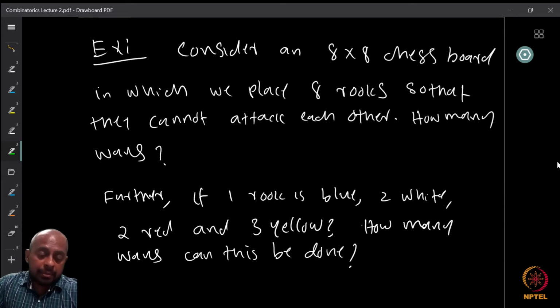One example. Any theory, we look at least at some examples. So consider an 8 cross 8 chessboard on which we place 8 rooks so that they cannot attack each other. How many possible ways are there to place the rooks so that they cannot attack each other? If you are not familiar with chess and rooks, I will tell you how the rook moves and attacks.